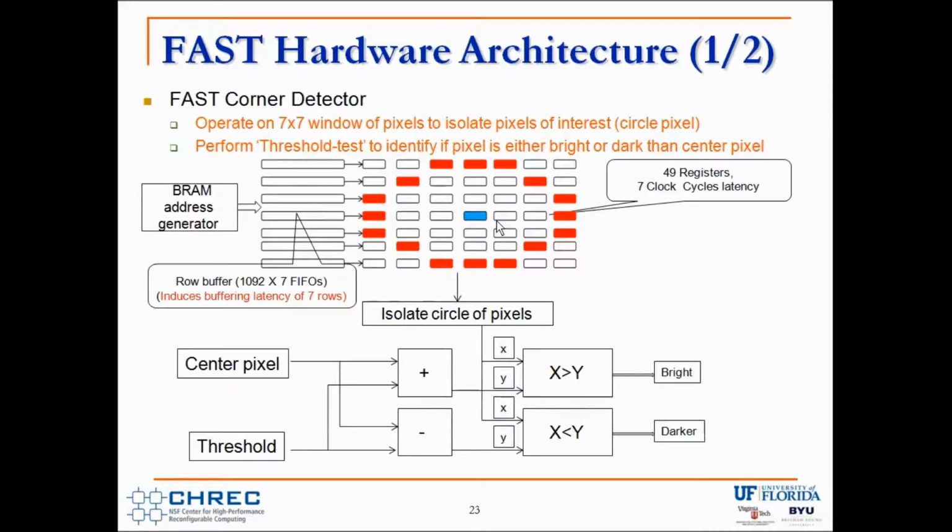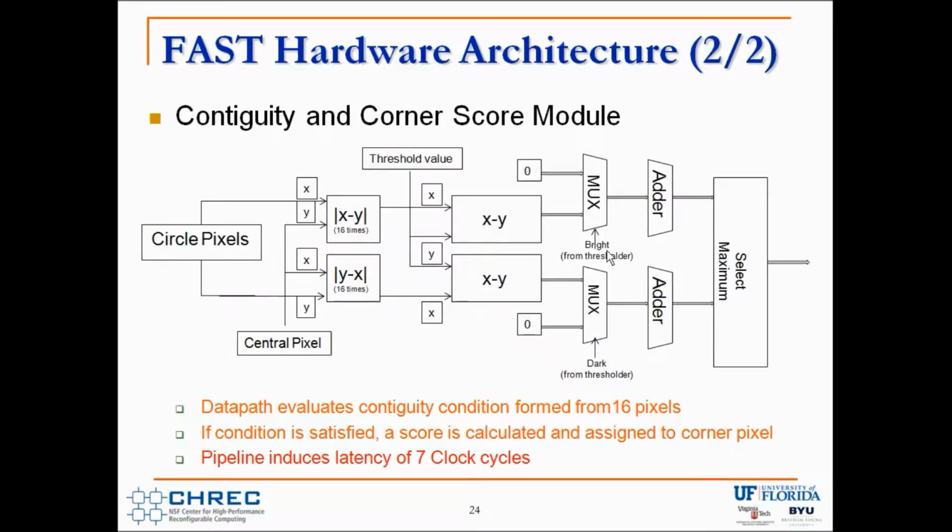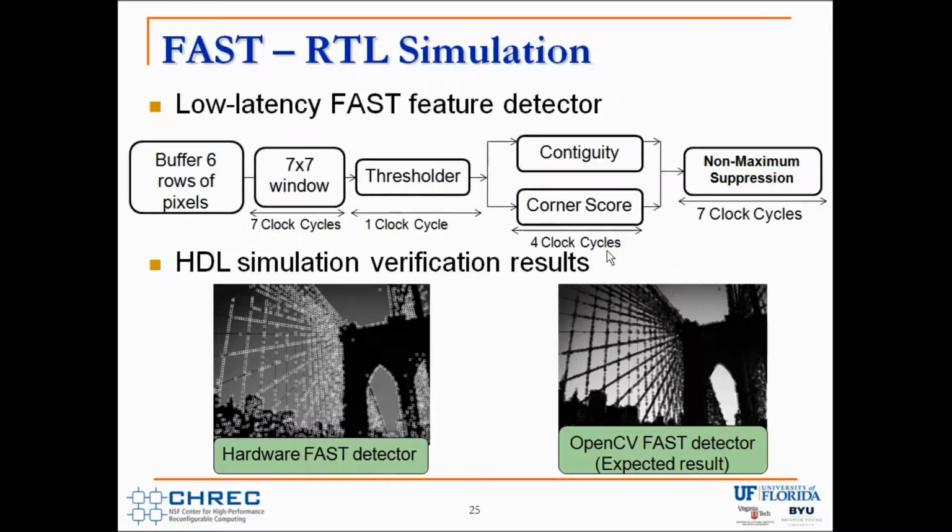These 16 pixels are then sent to the threshold module, which performs a comparison of values and extracts the necessary information. The information is then sent to the corner score module, which then decides if the extracted value is a corner or not. The pipeline induces a latency of 7 clock cycles.